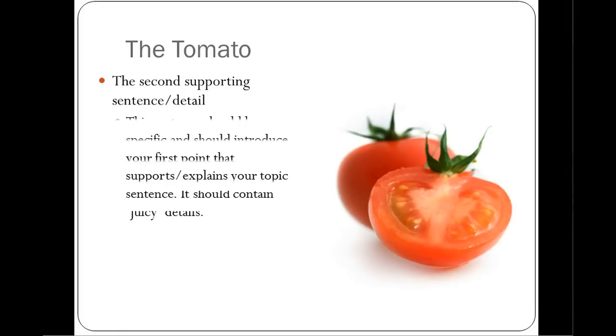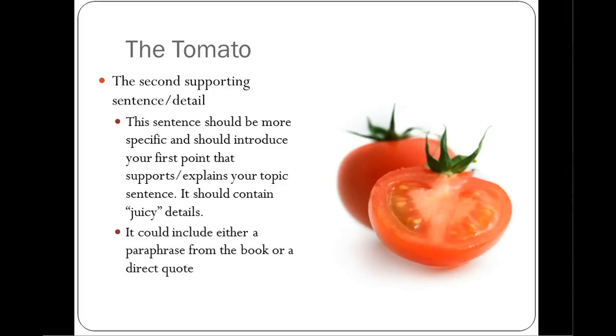For each one of your LRL entries, you want to make sure you have a solid lettuce, or solid second supporting detail. After the lettuce comes your tomato, and the tomato is just as important. It's your second supporting detail. This is where you should become more specific, and you should introduce your first point that supports and explains your topic sentence. This should contain some juicy detail and should either be a paraphrase from the book or a direct quote.